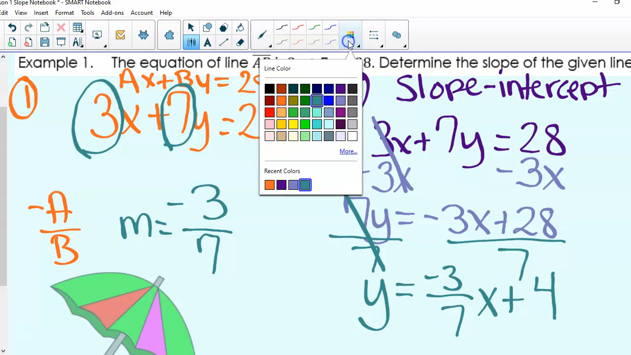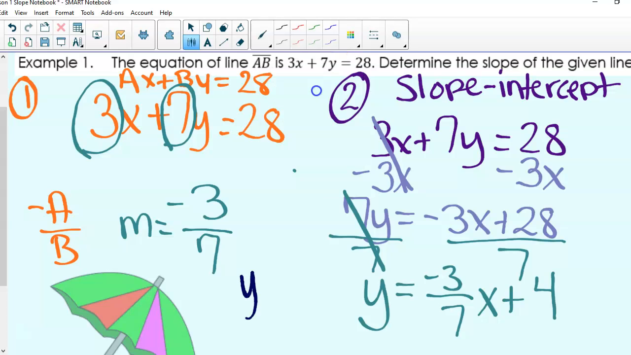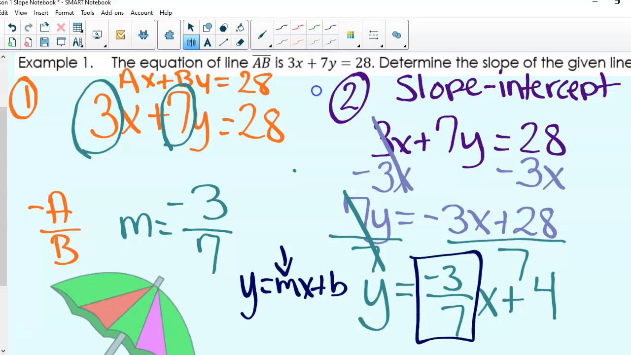So now that it's in slope-intercept form, if I have y equals mx plus b, the number in front of my x is my slope. In this case, it is negative 3/7. Okay, same slope, 2 different methods.